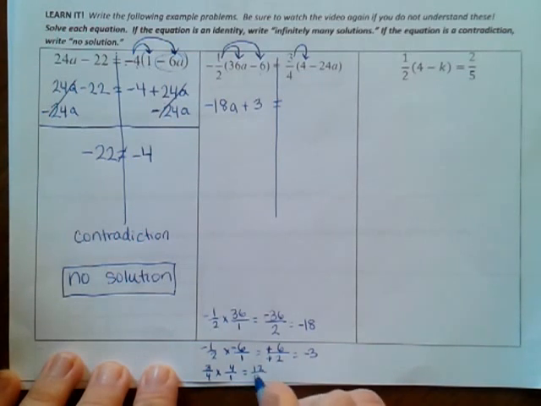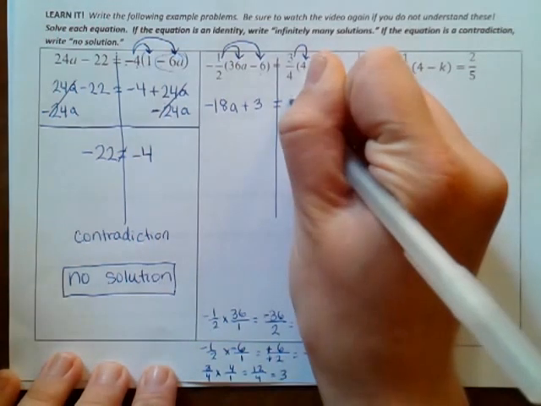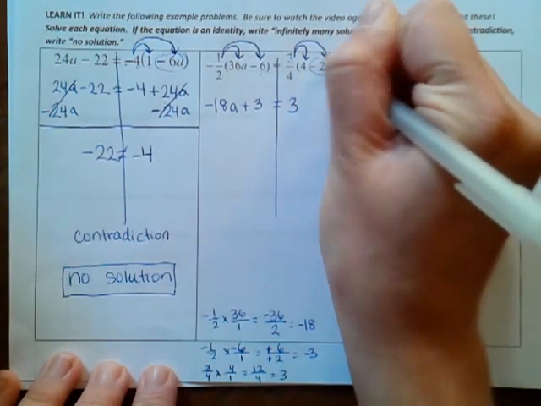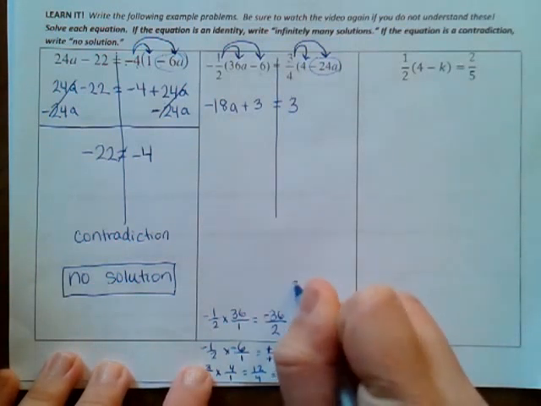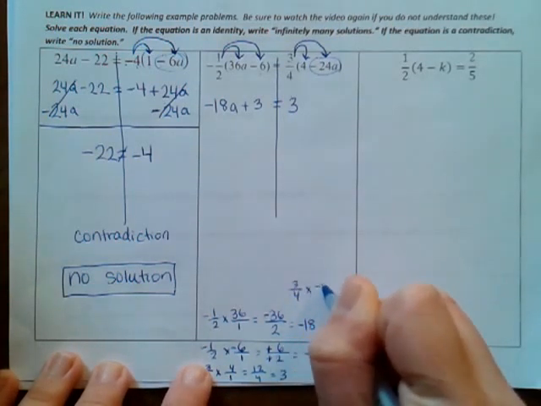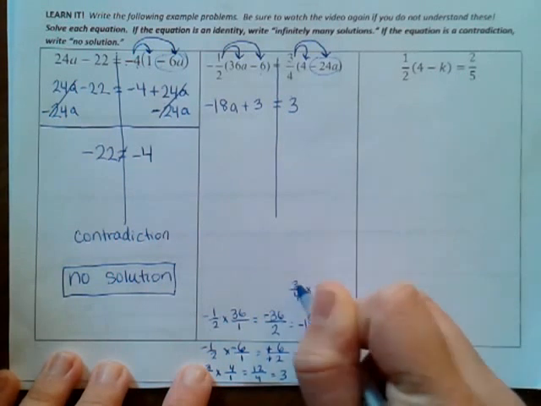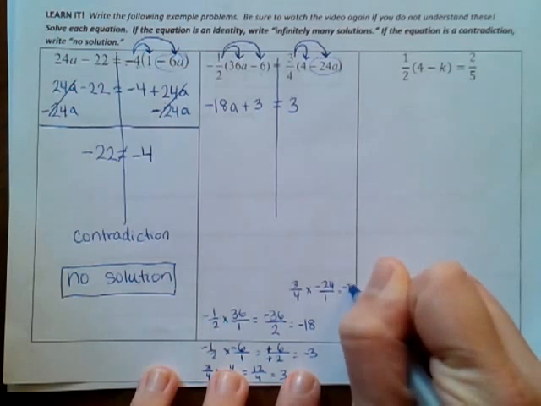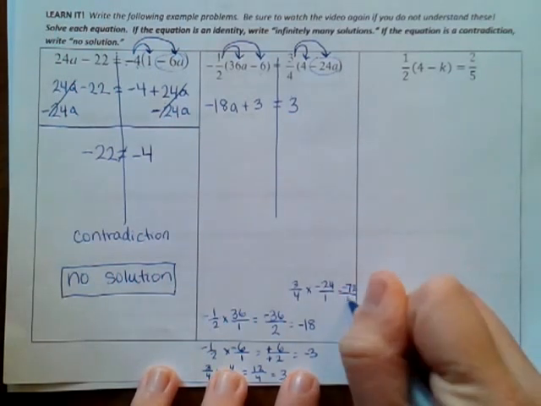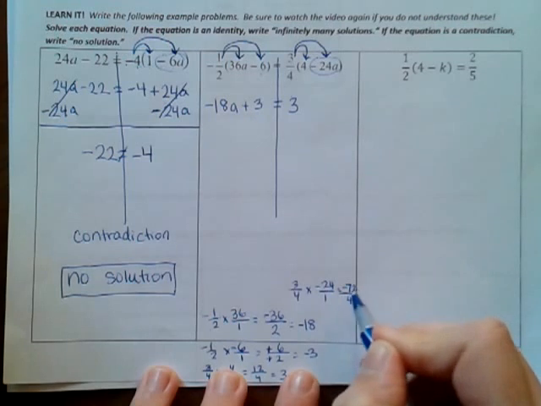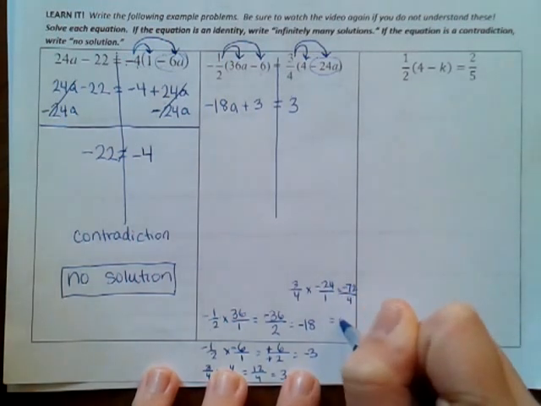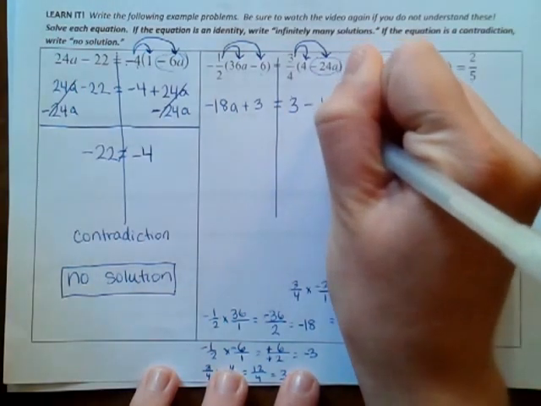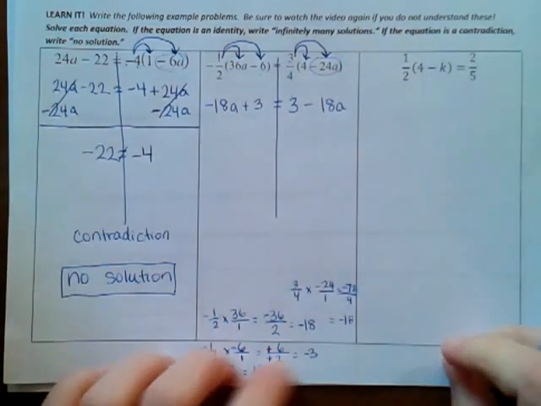Divided by 4 times 1 is 4, which gives me 3. So I have 3. And then I have 3/4 times negative 24. Remember, I think about this as negative. So if I do that over here, I have 3/4 times negative 24. I put my invisible 1. 3 times negative 24 gives me negative 72, and 4 times 1 gives me 4. Well, negative 72 divided by 4 gives me negative 18. So I'm going to put minus 18a. Remember, a negative and a subtraction are the same thing.